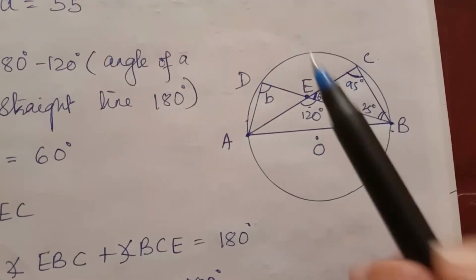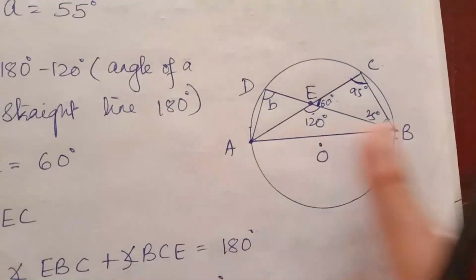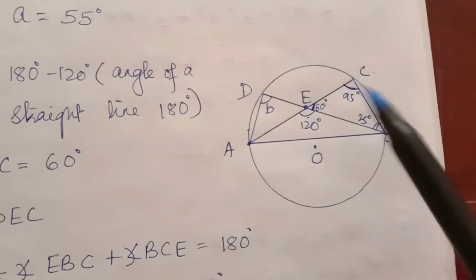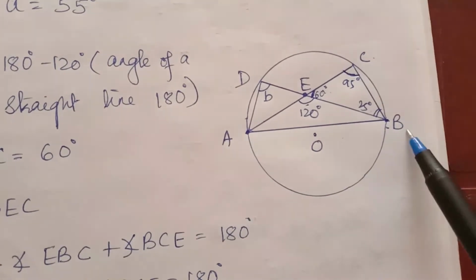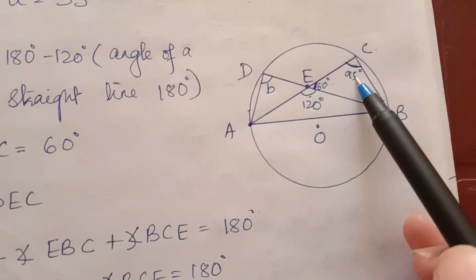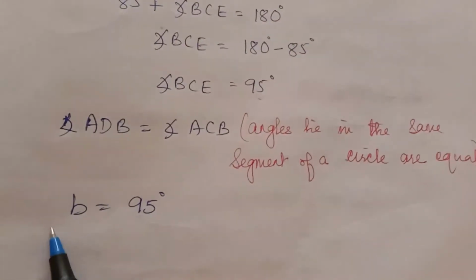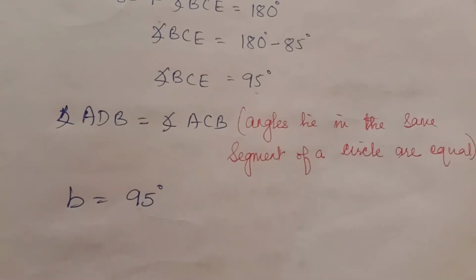And similarly this angle B lies in the same segment. See here, end points are A and B, and for C also end points are A and B. So these two angles lie in the same segment of a circle, so they are again equal. You have to give your reason. So B is again 95 degree.